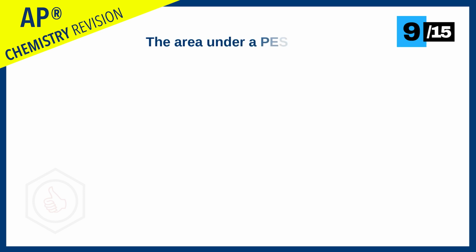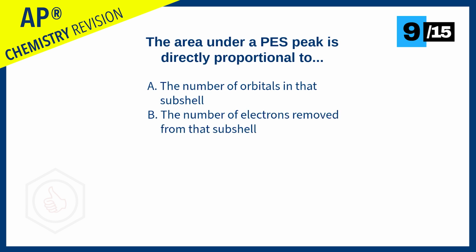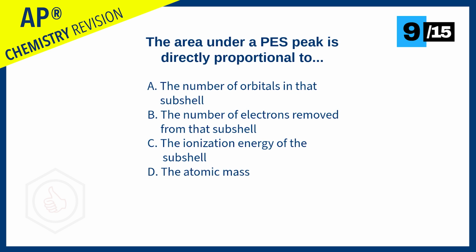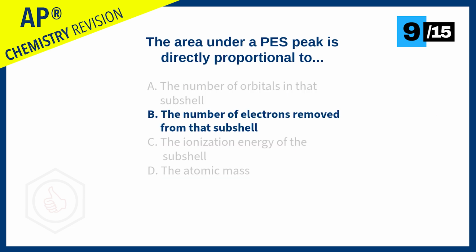The area under a PES peak is directly proportional to the number of orbitals in that subshell, the number of electrons removed from that subshell, the ionization energy of the subshell, or the relative atomic mass. The answer is the number of electrons removed from that subshell, because remember, in photoelectron spectroscopy, we measure the binding energy of electrons to the nucleus of an atom, and the graph produced is called a PES spectra, with each peak corresponding to a particular subshell.